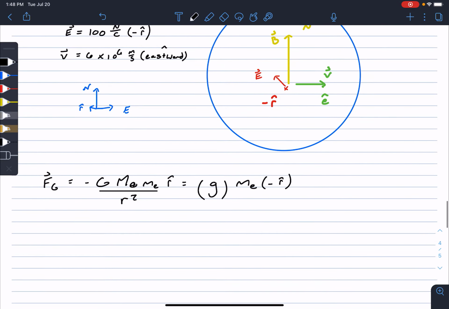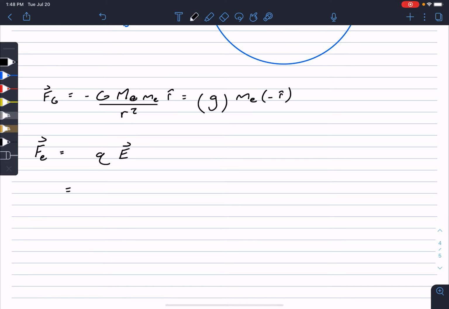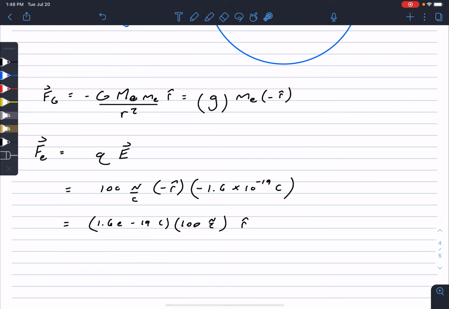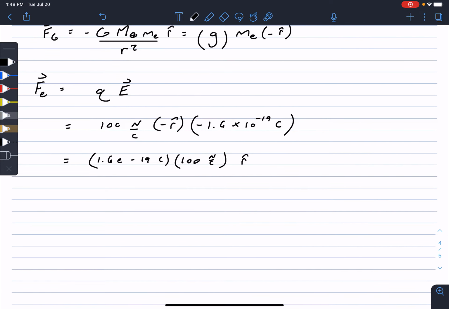Okay, and then the next one is the electric force. Recall, it's the charge times the electric field. We're told that the electric field is 100 newtons per coulomb, directed downwards, and the charge is 1.6 times 10 to the negative 19 coulombs, negative, because we're talking about an electron. So the charge times the E field is negative times negative, pointing directly upwards, straight out away from the Earth. So the electric force is actually pushing upwards, which is pretty interesting.